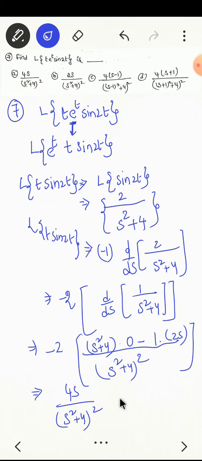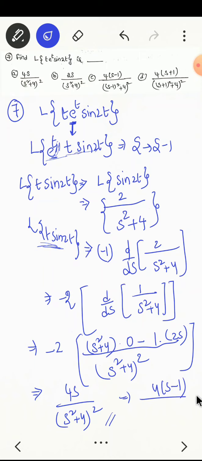So can I tick option A, 4s by s square plus 4 whole square? If I tick option A, that is negative marking. Why? Because they are not asking us to find Laplace of t sine 2t. Instead they are asking Laplace of e raised to power t, t sine 2t. If there is e raised to power t, the only thing you have to do is change s to s minus 1, because a value is 1 here. Change s to s minus 1: 4 into s minus 1 by s minus 1 whole square plus 4 whole square. This is the correct option.